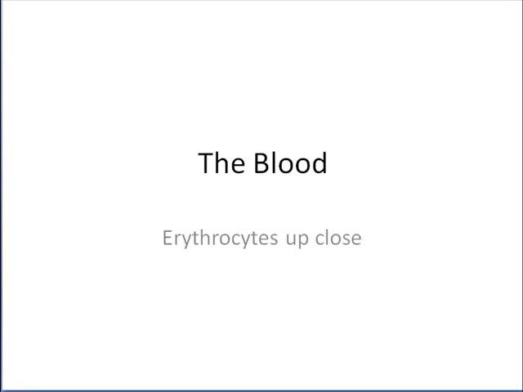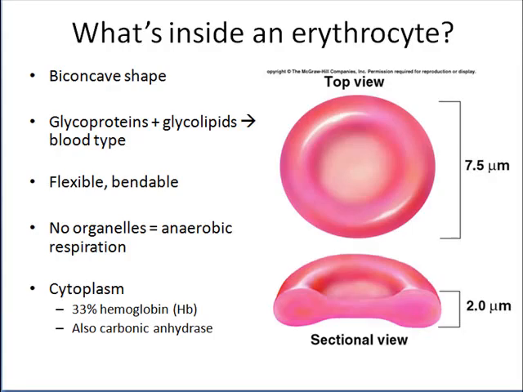Now we have an overview of the process by which all these different types of formed elements are made. Let's take a look at each of these formed elements a little more up close and see what they're all about. And we'll start with red blood cells.